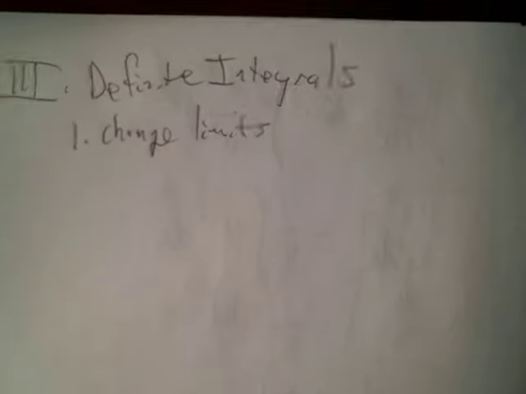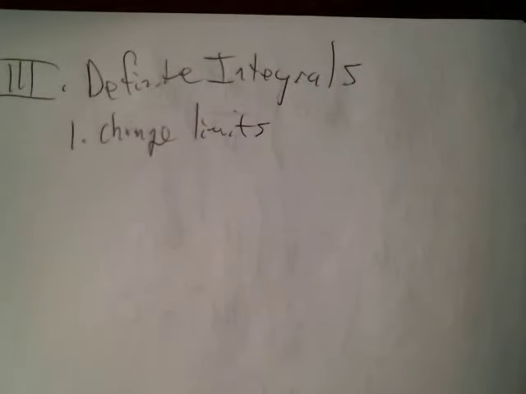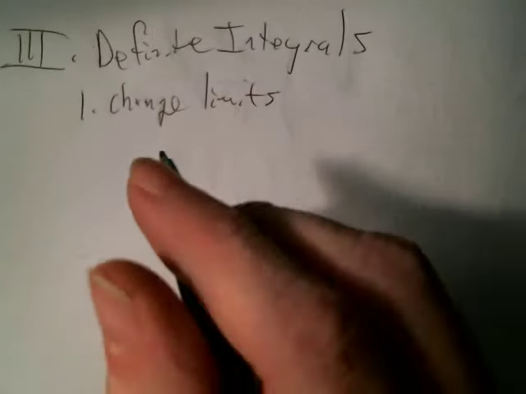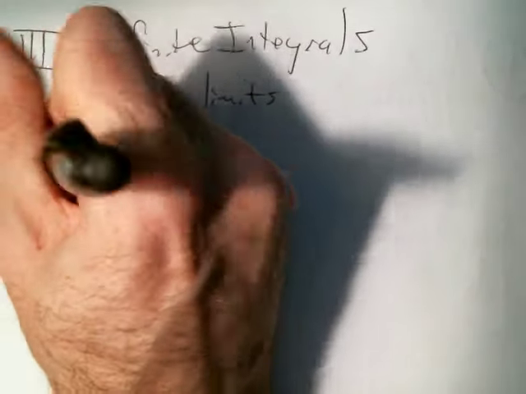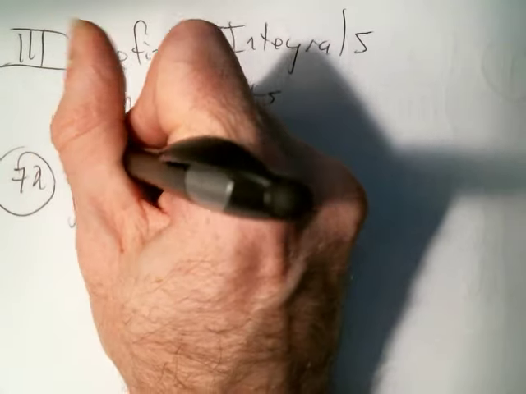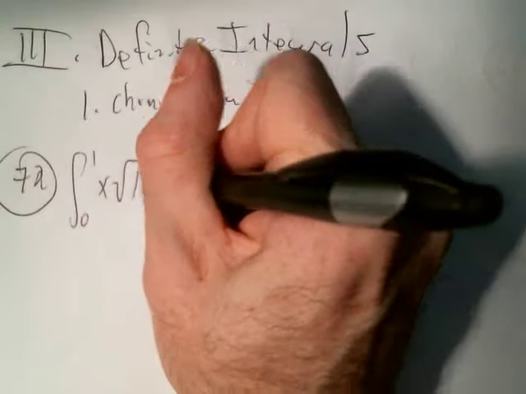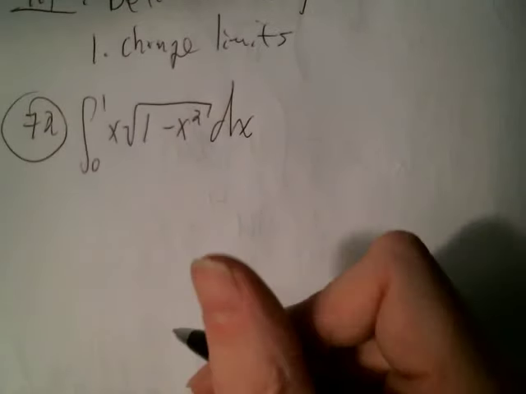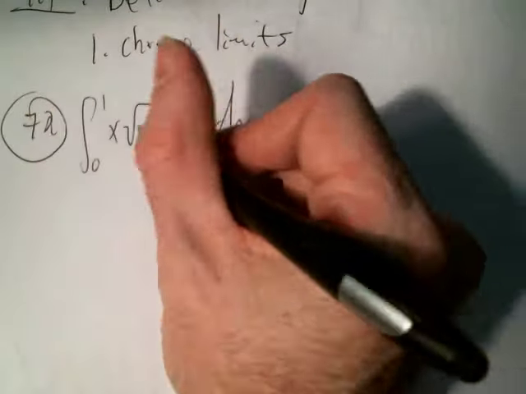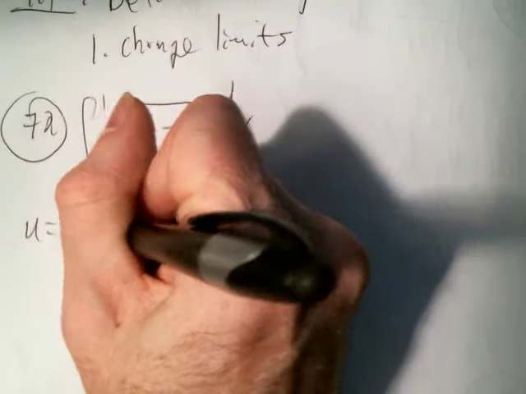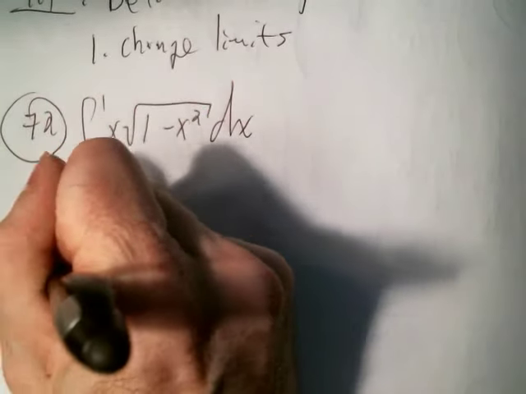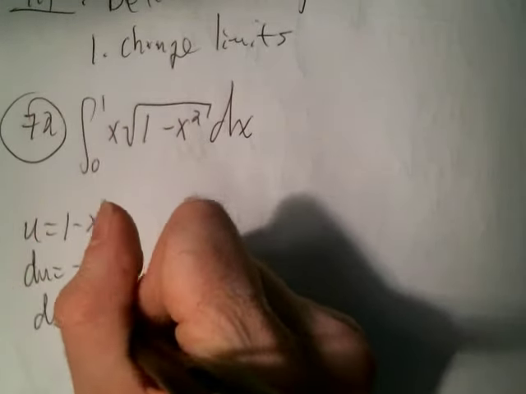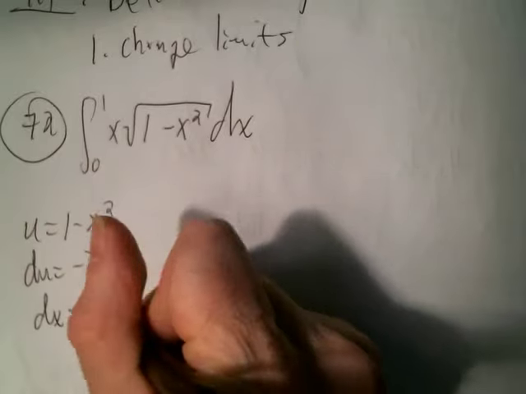You can change the limits, and then you don't have to do that back sub at the end. Okay, so let's look at that. So this is 72. I have the integral from 0 to 1 of x times the square root of 1 minus x squared dx. Okay, so I'll do my u sub, and looks like the 1 minus x squared will be a good guess. So du is negative 2x dx, and dx is negative du over 2x.